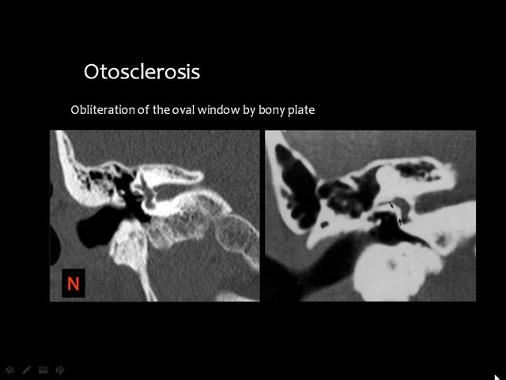Then a few words about otosclerosis, and here you can easily diagnose this by the presence of bony ridges inside the inner ear or obstructing the oval window. And you remember, this is the site of the normal oval window between the middle ear cavity and the vestibule, best seen in the coronal images. And in this particular case, you can see this is the vestibule, and the oval window is totally obstructed by this bony ridge, representing otosclerosis.